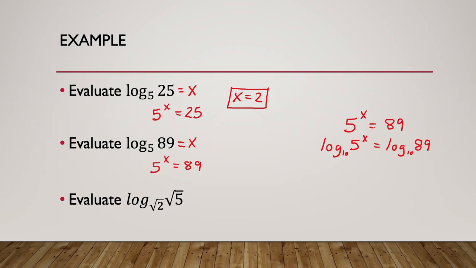But the first step, again, is to take the log of both sides. The second step is to use your properties that we talked about at the beginning of this section. Remember that we have a property that deals with exponents that essentially says that this x exponent can be brought down to the front of the equation. So I'm going to do that. So I have x in the front, and then I have log base 10 of 5 equals log base 10 of 89.